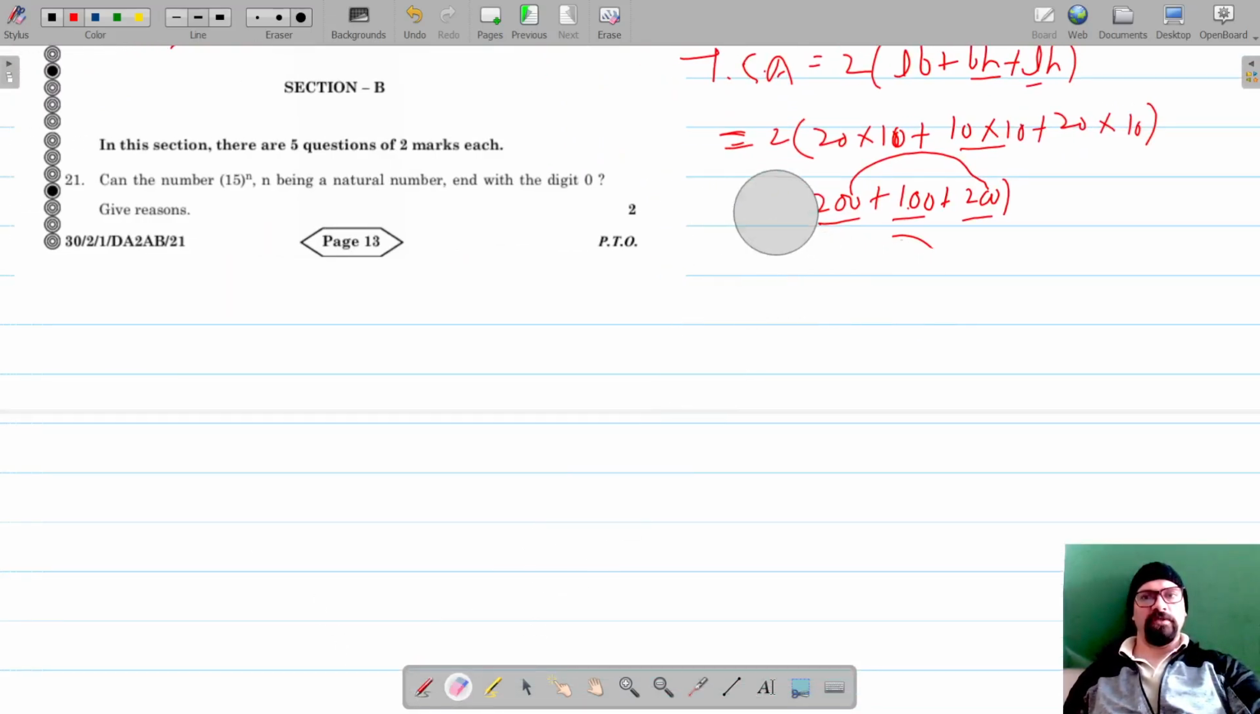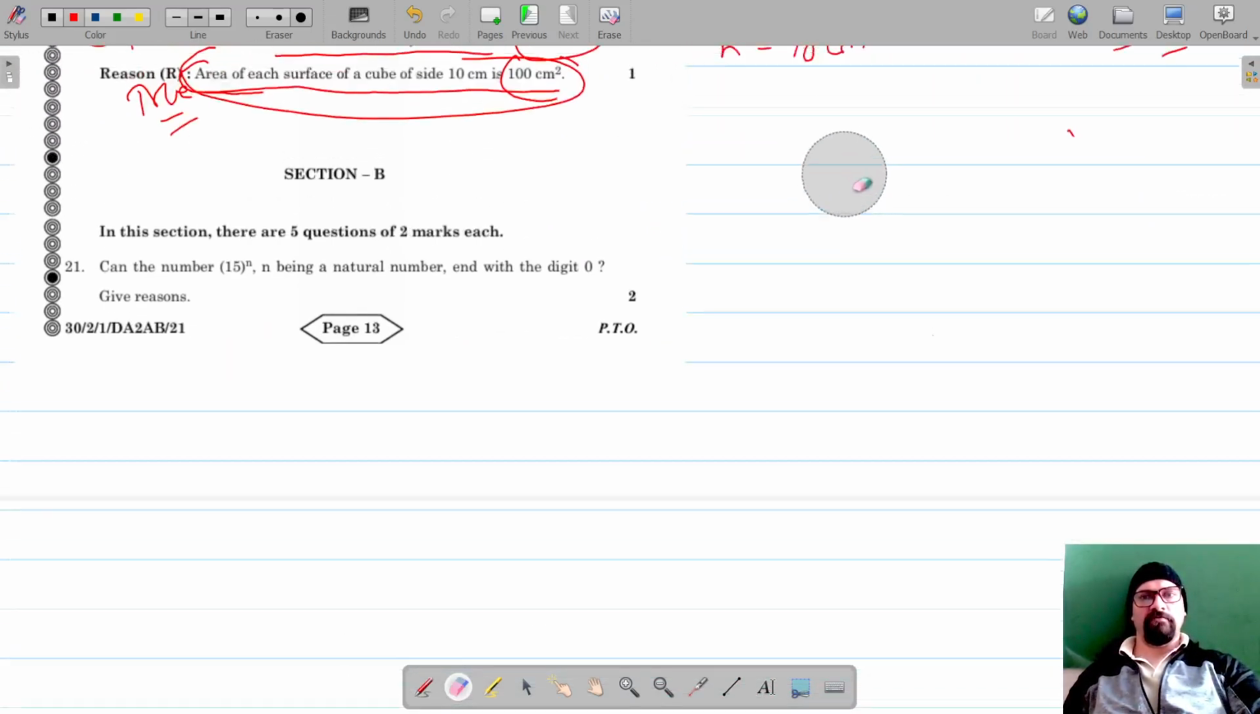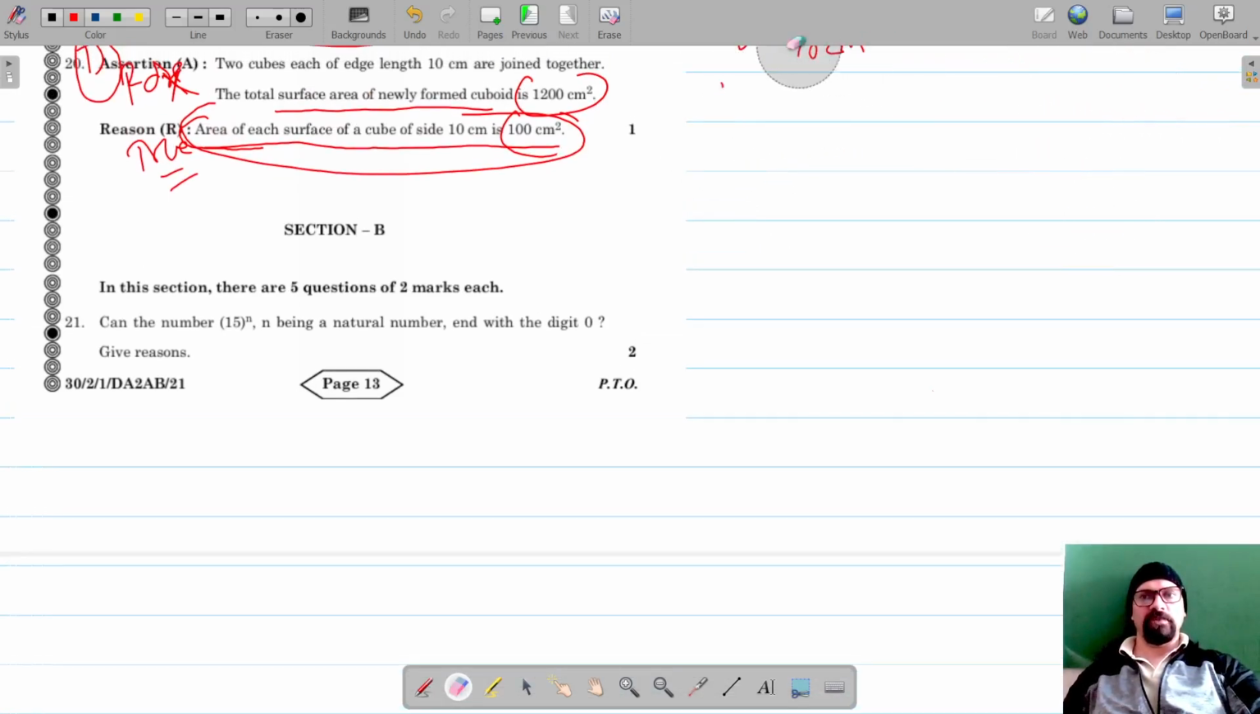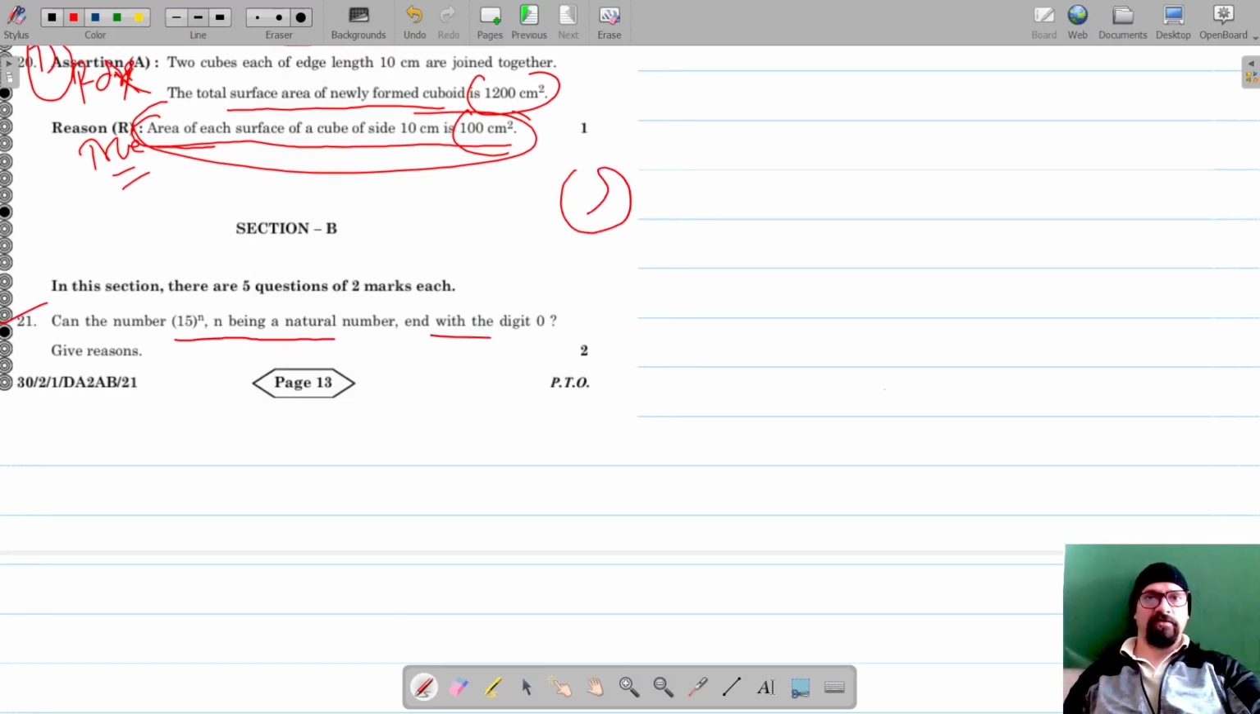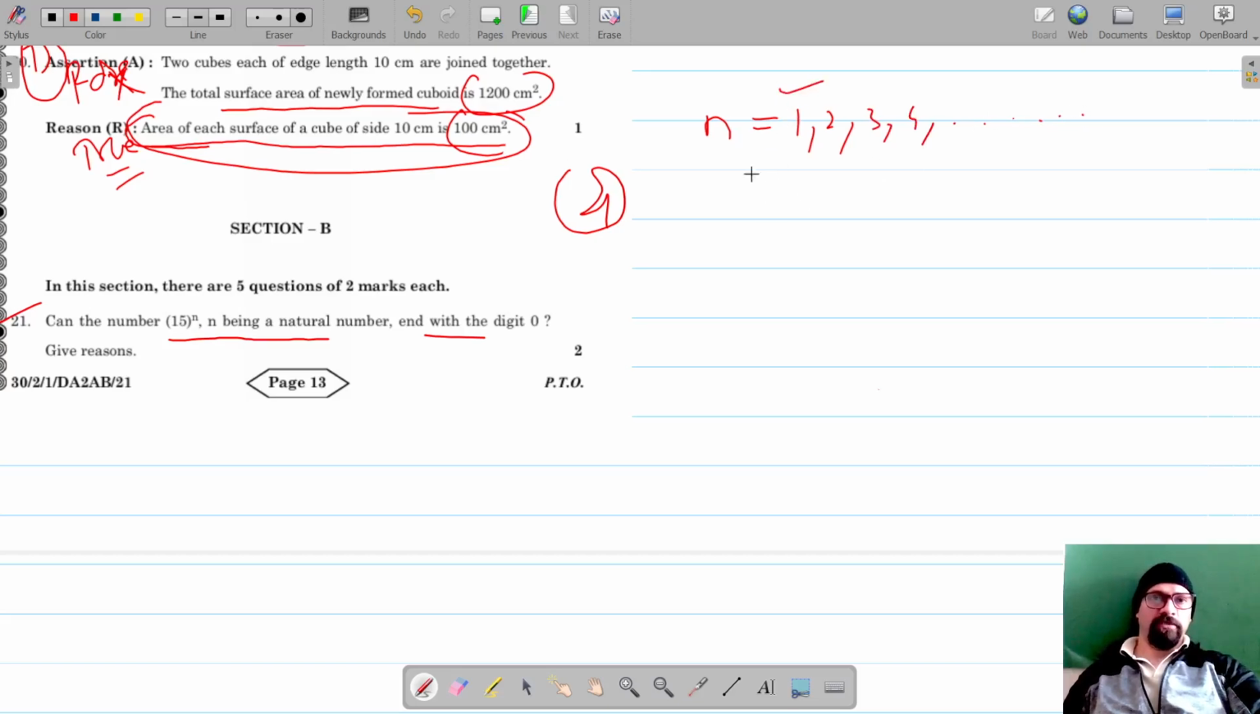In section B, this section consists of 5 questions of 2 marks each. And the first question is, can the number 15 raised power n, n being a natural number, end in digit 0 or not? So let's try to understand this question. N is a natural number, and natural numbers start from 1, 2, 3, 4, and go on like this, 1 being the smallest.